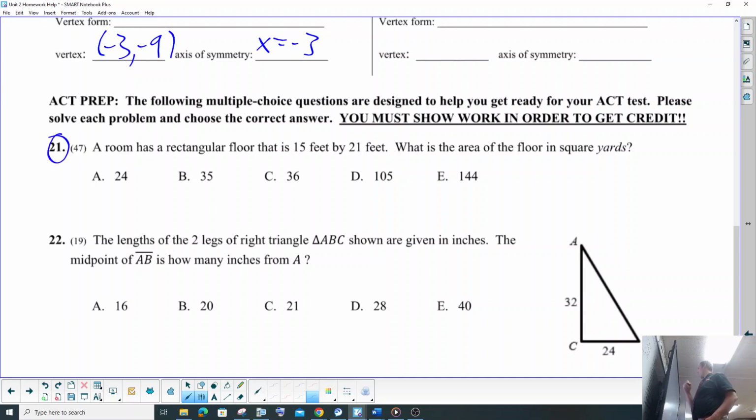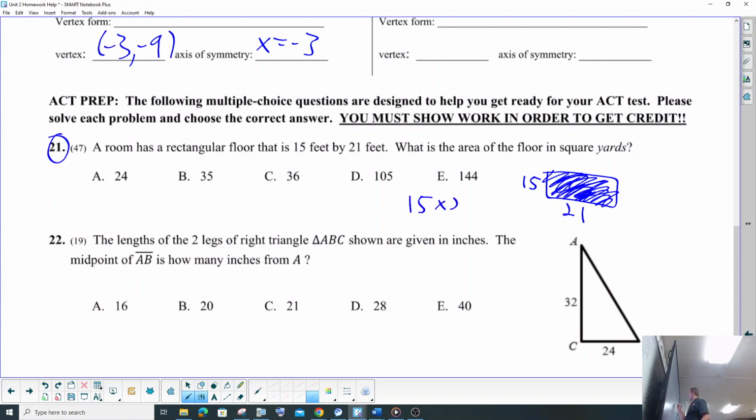We're helping you with the odds. Okay, so a room has a rectangular floor that is 15 feet by 21 feet. Draw the picture. What is the area of the floor in square yards? Do you remember how to do area? How do you find the area? That's the shaded region. How do you find the area?